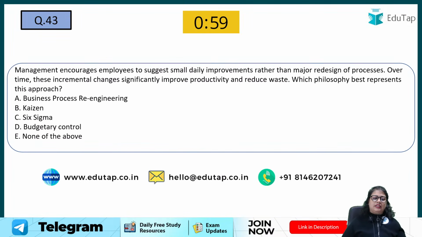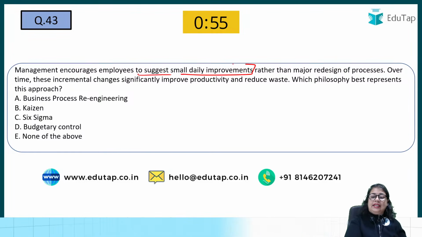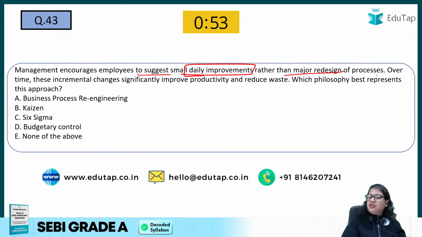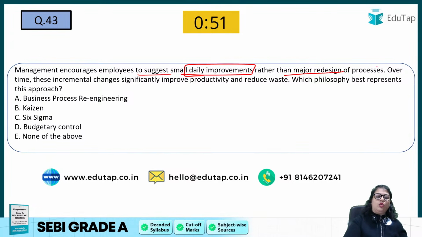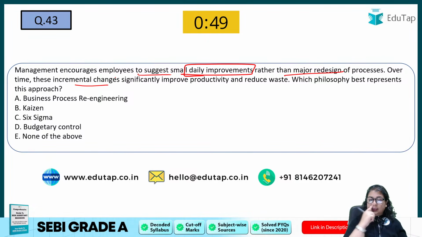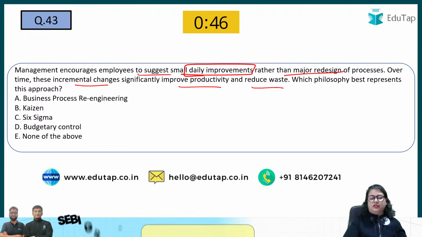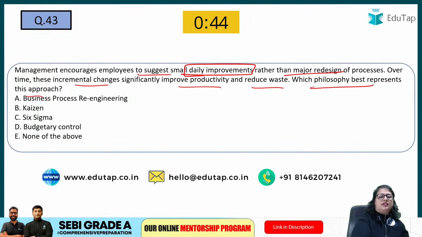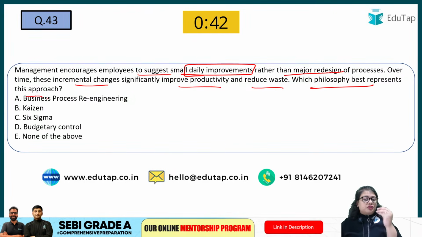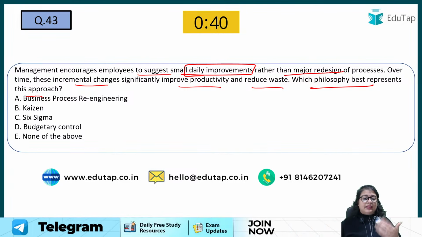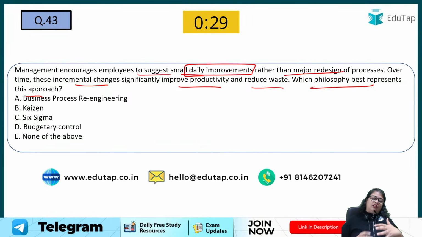Next, question 43. Management encourages employees to suggest small daily improvements rather than major redesign of the processes. Over time, these incremental changes significantly improve productivity and reduce waste. Which philosophy best represents this approach? So you should remember that when we are talking about daily improvements, small improvements, we are talking about Kaizen.